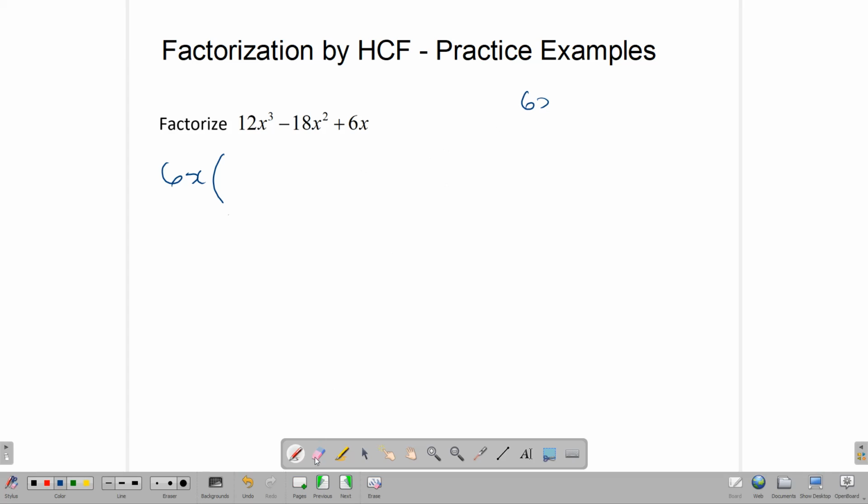Let's write the 12x first. So we have 12x to the third divided by 6x. Now remember, this 6x, this x has a power of 1. So what it literally means is 12 times x times x times x, and we're dividing it by 6x. Now let's look at it. 6 divides into 12 2 times. This x divides itself out, and that leaves us with x times x, which is the same thing as x squared.